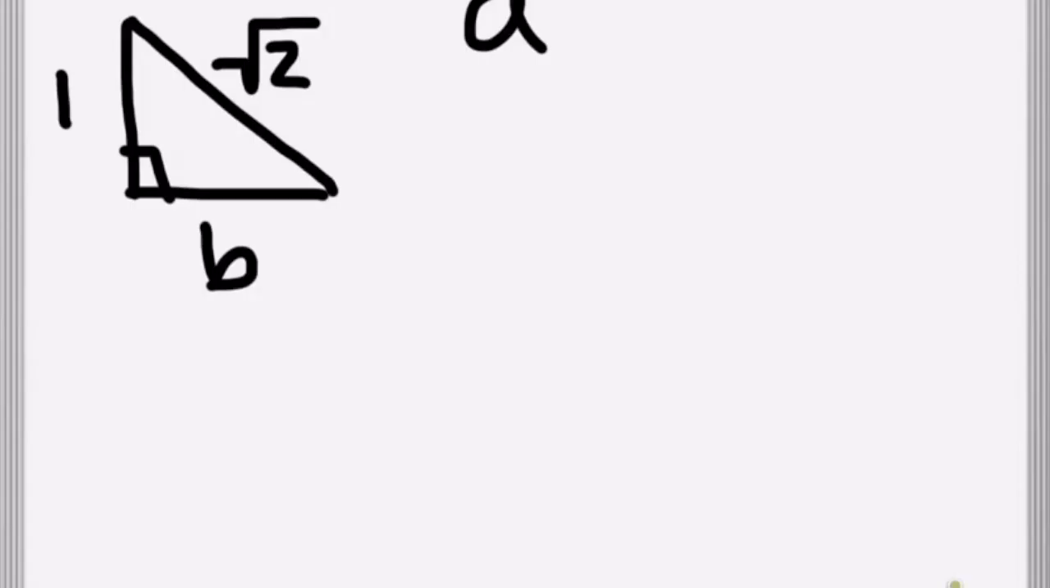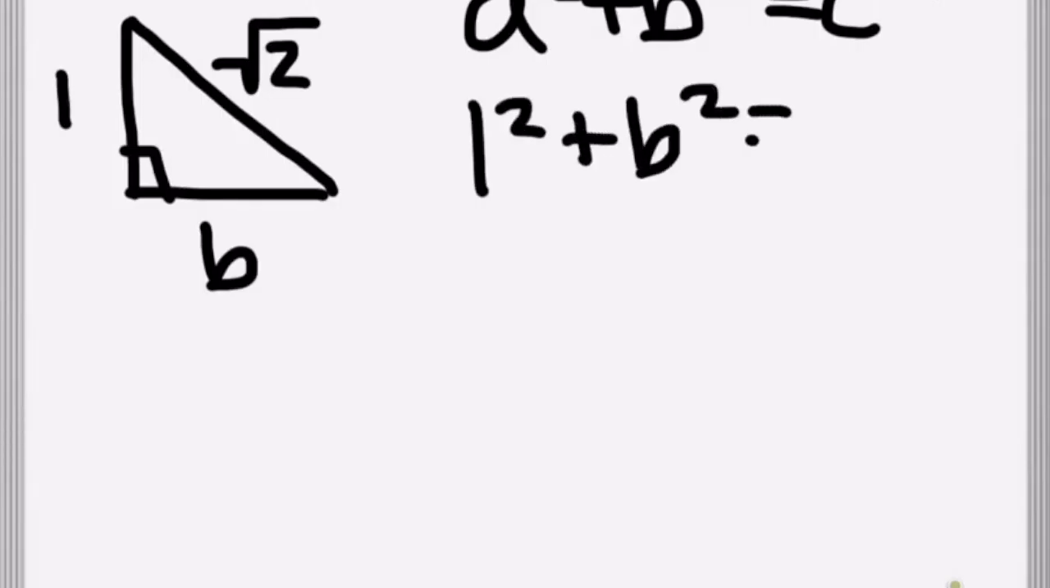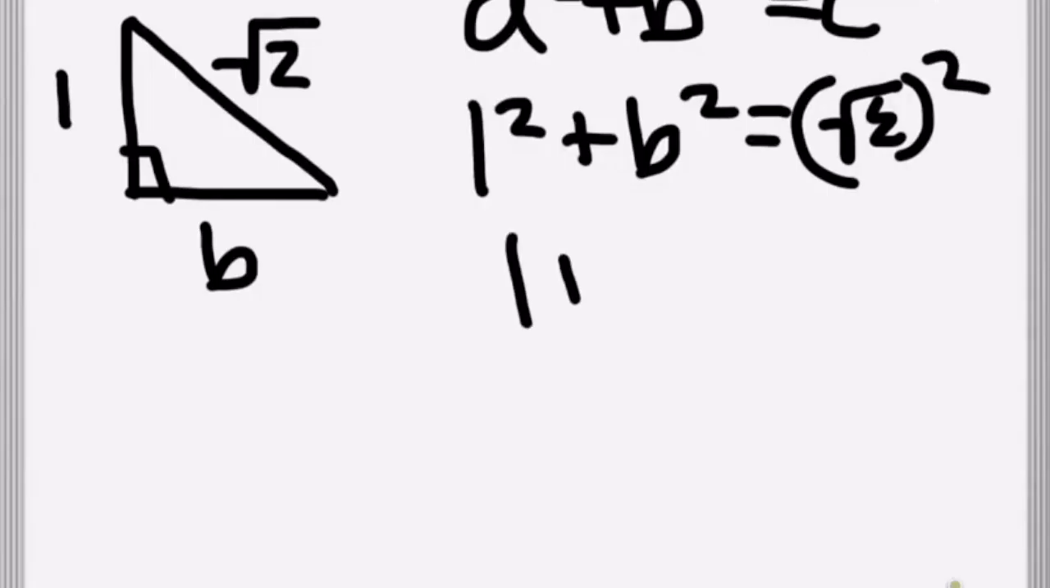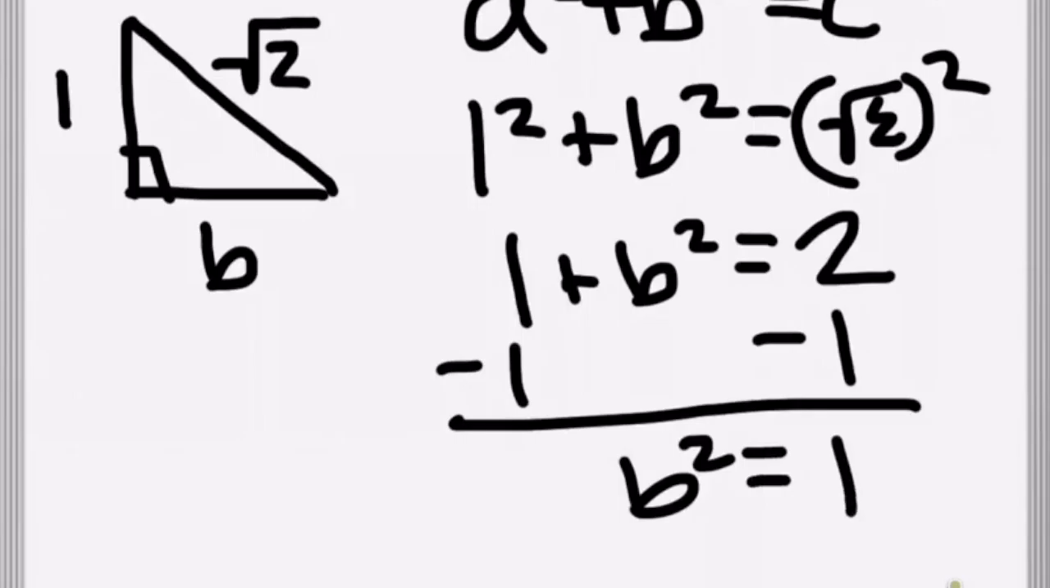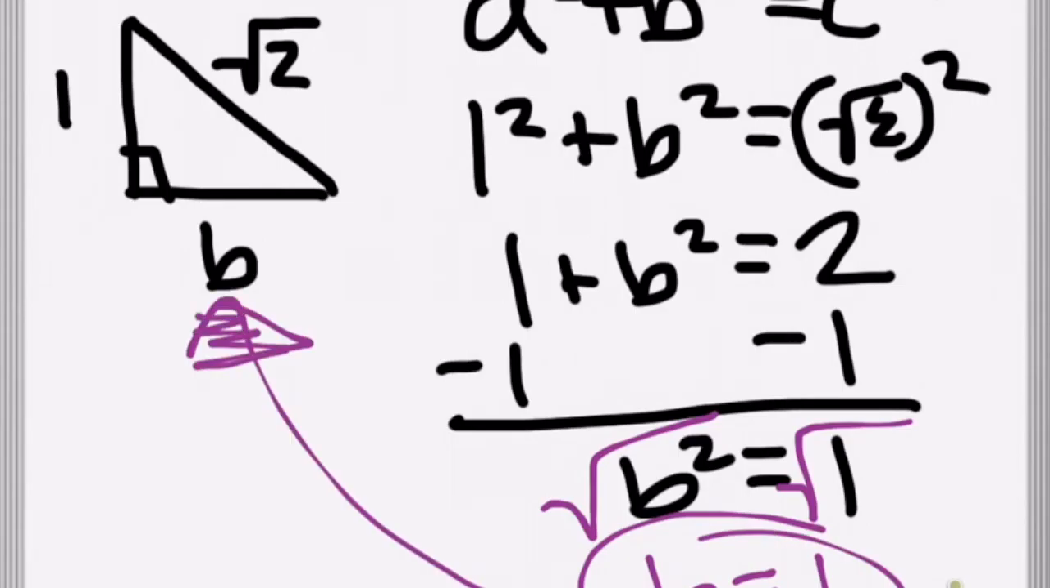Here we have 1, b, and the square root of 2. So we substitute these numbers into the Pythagorean theorem, and we take the square root of 2 and we're going to square it. So the square root of 2 squared is just 2. Then we start solving for b, and we get the square root of 1 is 1. So that side is a side length of 1 unit.